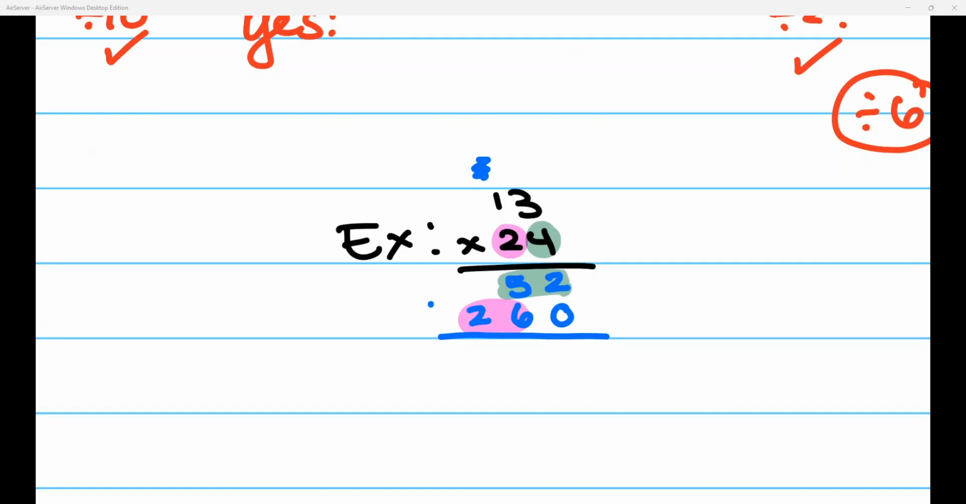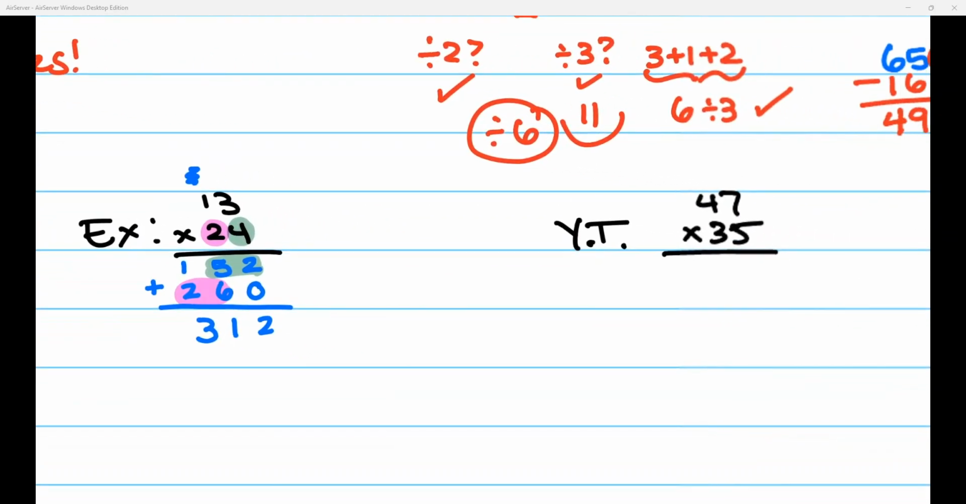And now I'm just going to add these up and down. So this is going to be 2. 5 plus 6 is 11. Bring over that 1. 1 plus 2 is 3. The answer I get is 312.